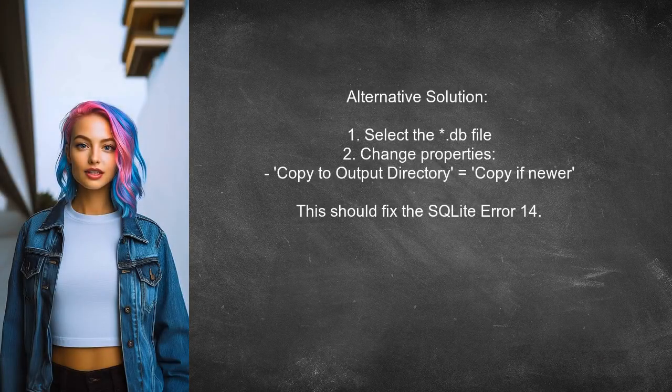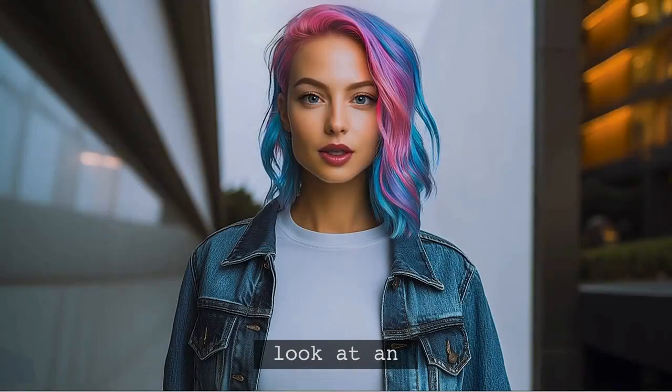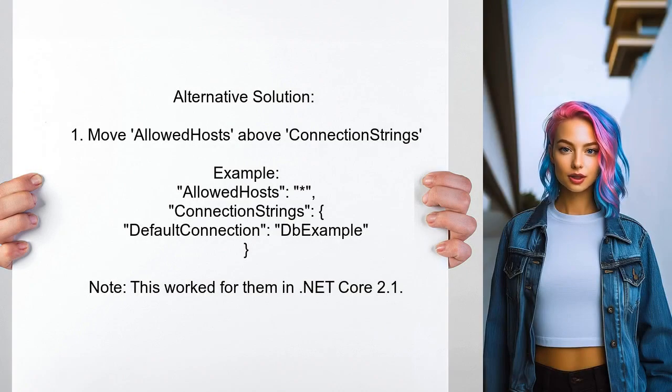An alternative solution from another user suggests that the issue may be related to the database file not being copied to the bin folder after migration. They recommend selecting the database file and changing its properties to Copy to Output Directory set to Copy if newer. This should resolve the problem. Let's take a look at an answer from another user. One user faced a similar issue and found a solution by adjusting the configuration in their appsettings JSON file. They moved the allowed hosts setting above the connection strings section.